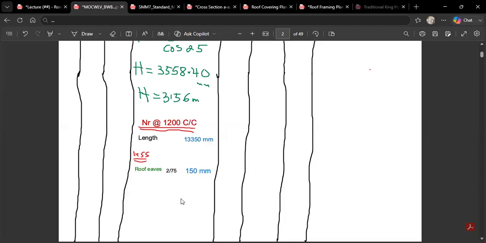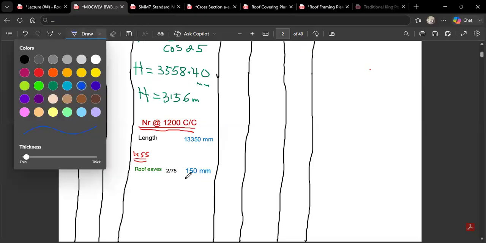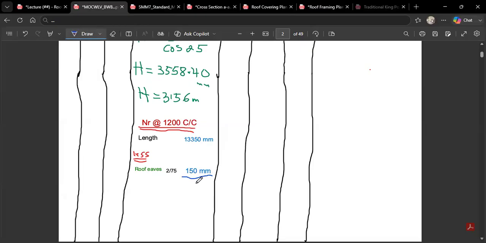So if you less this, what are you going to get? You are going to get 13200. That is, you punch 13350 minus 150, and that is going to give you 13,200. So let's all do that together nicely, and that is going to give us 13200.